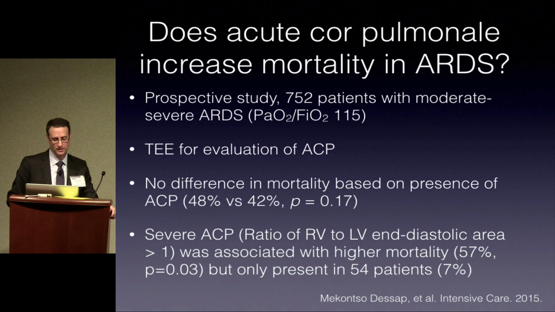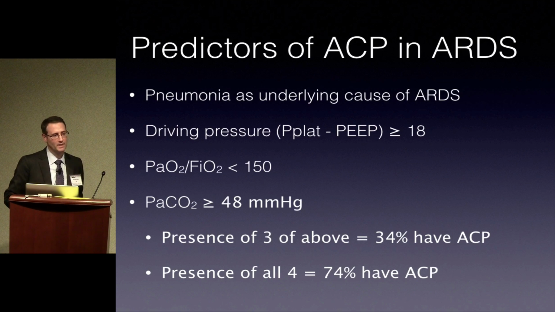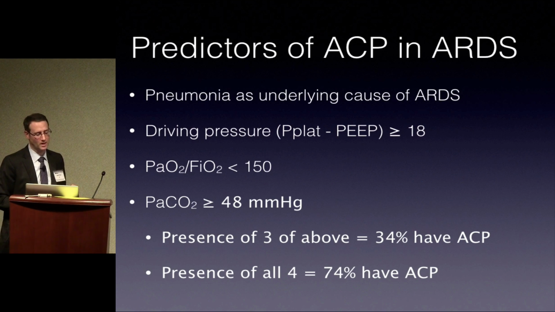When they went back and looked at what sort of factors predicted whether or not you developed acute cor pulmonale, the presence of pneumonia as the underlying cause of ARDS was an important factor. The driving pressure, the difference between your plateau pressure and PEEP, of greater than 18 was an important risk factor. A PaO2-FiO2 ratio of less than 150, and the presence of significant hypercarbia, defined as a PaCO2 greater than 48. If you had 3 of these, you had a 34% chance of acute cor pulmonale, and if you had all 4 of these, you had a 74% chance of acute cor pulmonale.